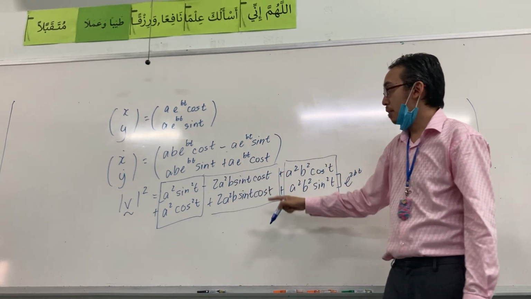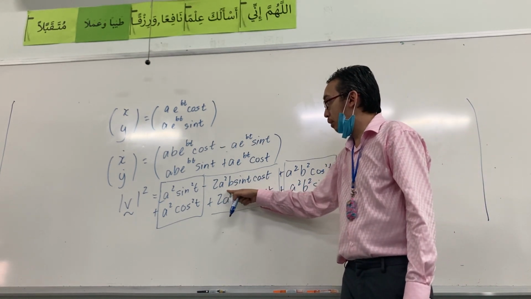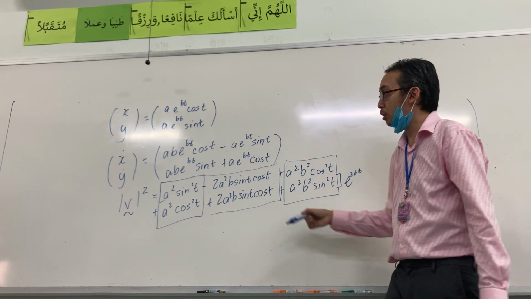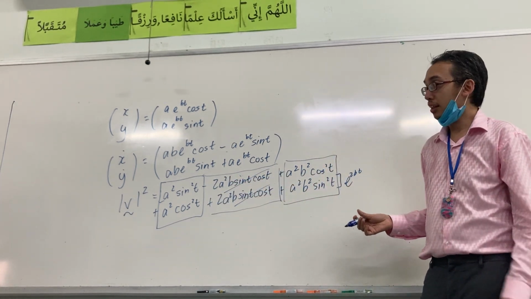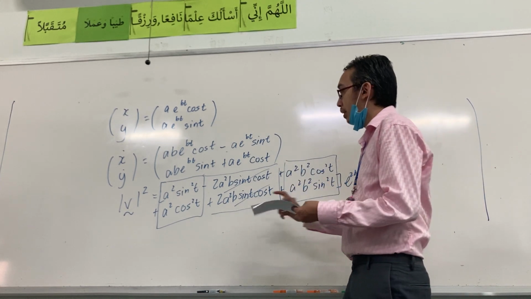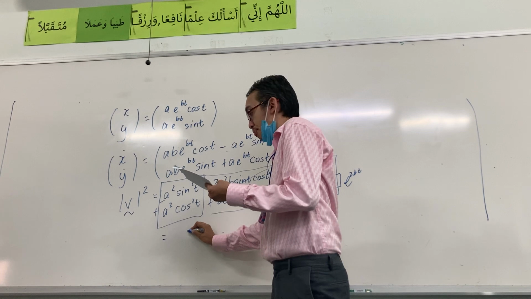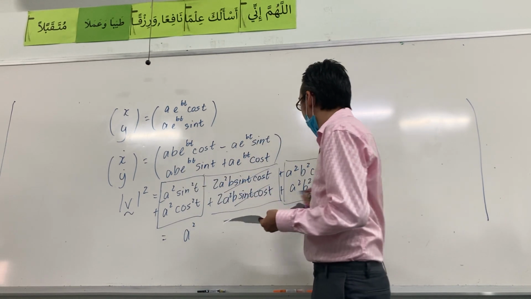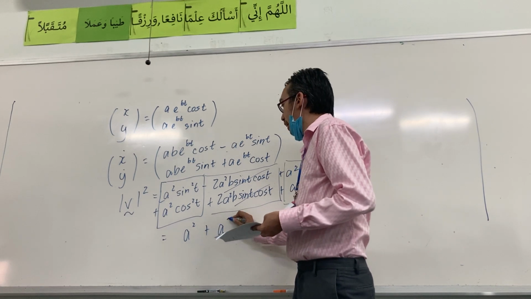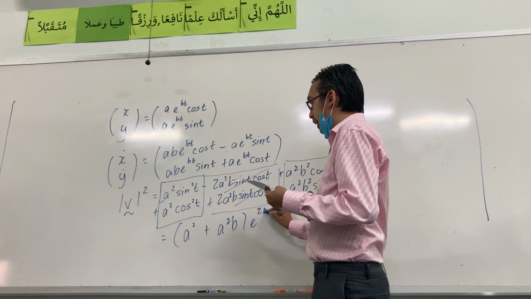They are the same. Sin t cos t, sin t cos t. Okay, 2A square B, 2A square B same. Everything is the same. Only one minus and one plus, so they cancel each other. Okay, so you're only left with A square on this side, and this side is going to be plus A square B, and then the whole thing e to the power of BT.